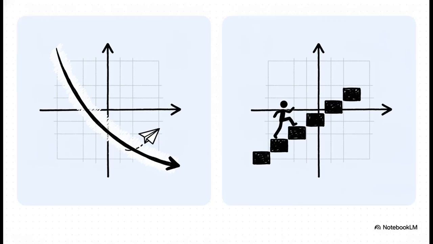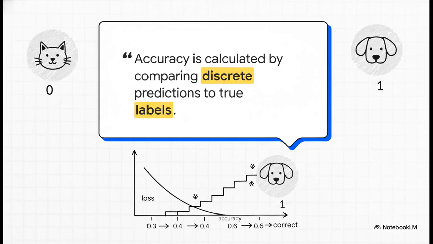Now, take a look at this. What's really fascinating here is the distinct visual contrast between how these two specific curves behave in practice. If you're looking at your dashboard, a healthy loss curve usually looks continuous and pretty smooth. It just glides downwards. But the accuracy curve, it looks entirely different. It's discrete. It actually looks a lot like a staircase. It's super steppy.